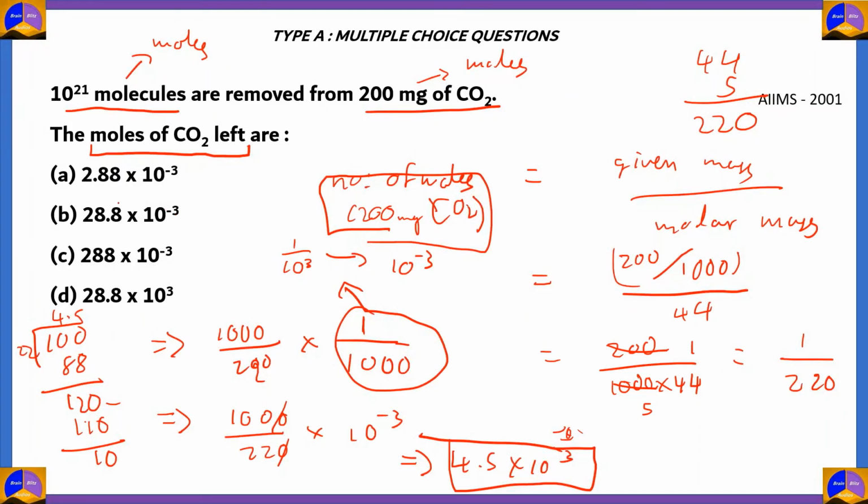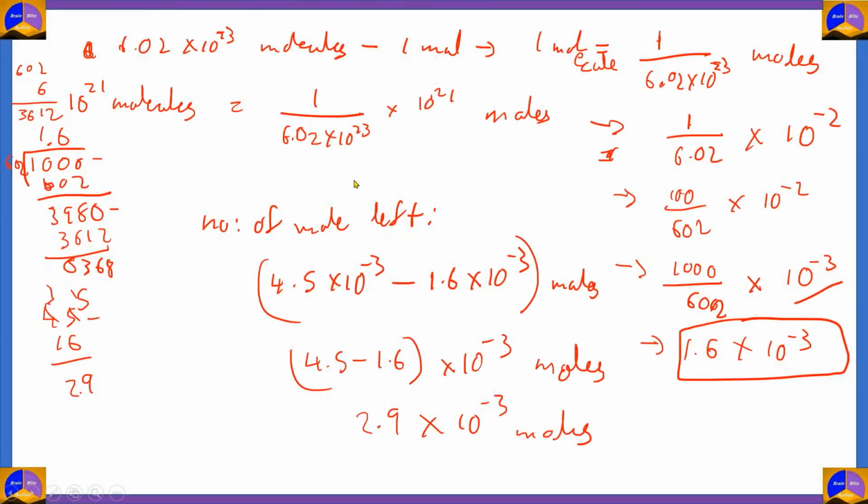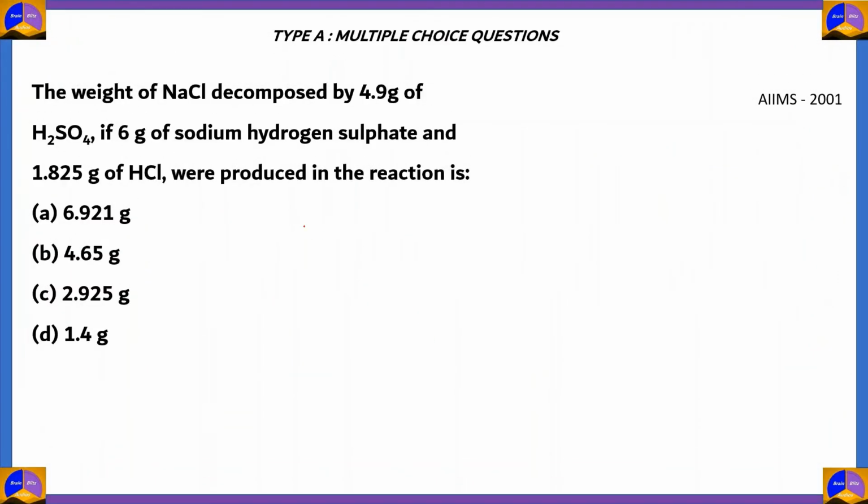And when we look at our options, we find that the closest value to 2.9 is 2.88. That is option A. Now, you don't need to be afraid, because 2.88 can be rounded to 2.9. So it's basically the same. So the right answer is 2.88 into 10 raised to minus 3 moles of CO2 left. Let's mark that answer and move on to our last question.